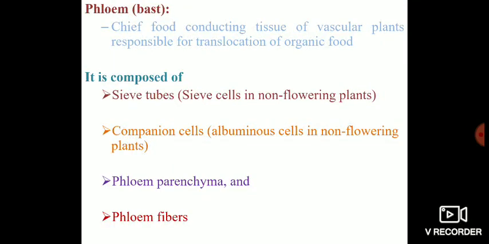Welcome back, dear students. Today we have another complex permanent tissue to talk about, and this tissue is known as phloem. So let's start with phloem. Phloem forms the chief food conducting tissue of vascular plants, which is responsible for translocation of organic food material, which is synthesized in leaves and transported to roots, fruits, etc.